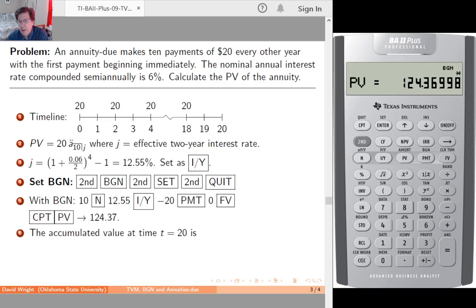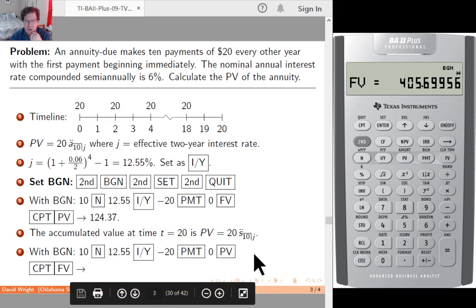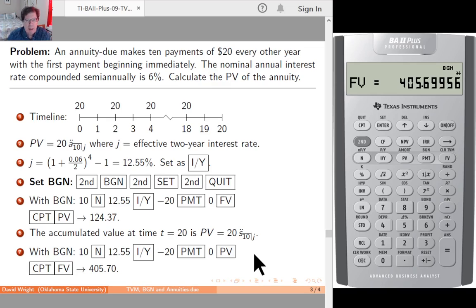If I want the accumulated value, I would put in 0 for present value and then compute future value. And that is what we get. So that would be with an S there, S double dot 10 at that interest rate. And you don't even have to do the first 3 buttons. All we had to do is change present value to 0 and compute future value. And we get 405.70. So anyway, that's that problem.